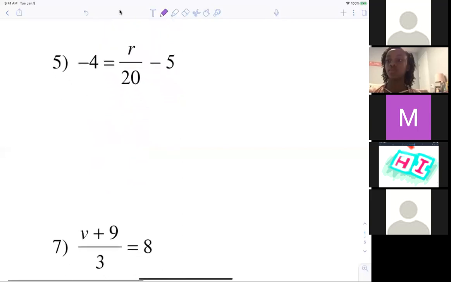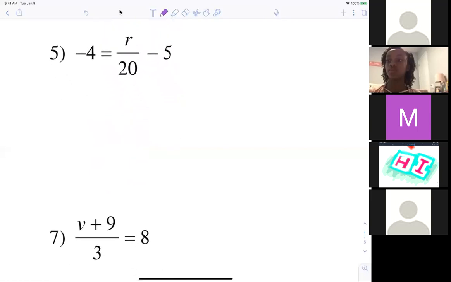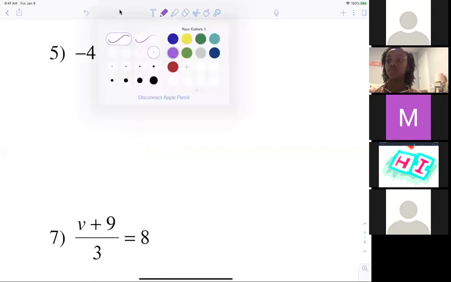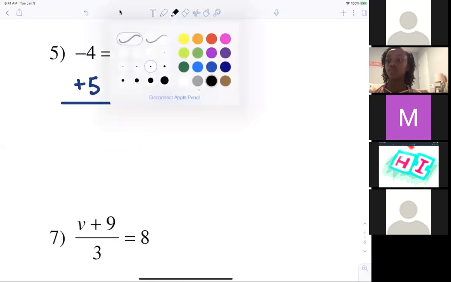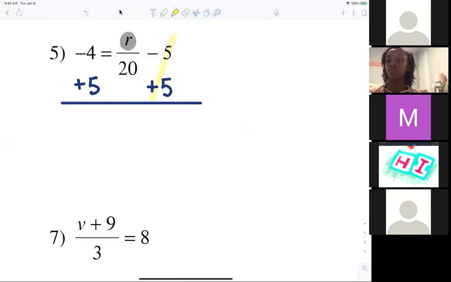Number 5. All right, now again, we're working backwards. So again, I'm trying to solve for r. So I have to get rid of the addition and subtraction first. I'm going to get rid of -5 by adding 5. Adding 5. Now once again, the -5 and the +5 cancel. -4 plus 5 is 1. 1 equals r over 20.